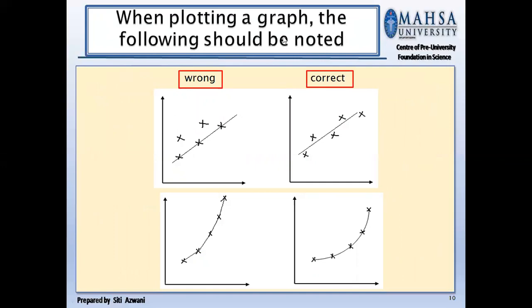So here, let's use an example. When plotting a graph, the plotting should be done properly. So this is wrong. Why wrong? This is not the line of best fit. But this one is the best fit line. How about the curve graph? This one is not the best smooth curve, but this one, yes, is the correct smooth curve graph.